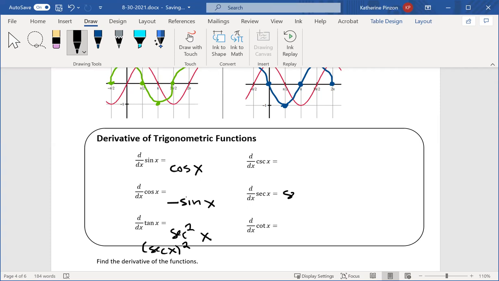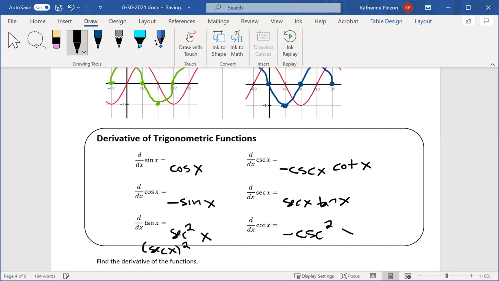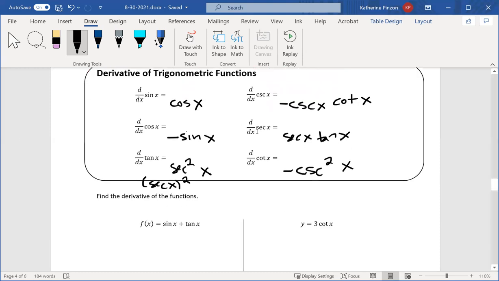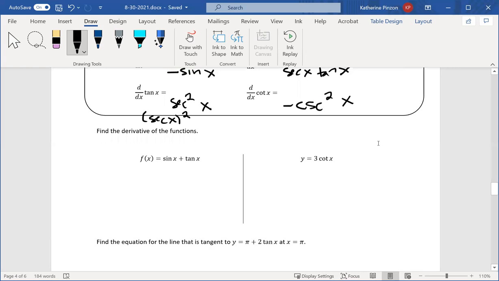Okay, the derivative of secant is secant x tangent x. The derivative of cosecant is almost the same, but negative. Negative cosecant x cotangent x. And the derivative of cotangent is negative cosecant squared of x. So the first two we could kind of see from the graphs. These all come when we get to the quotient rule, which is what we're going to do on Wednesday. Okay. Yeah, write that down.